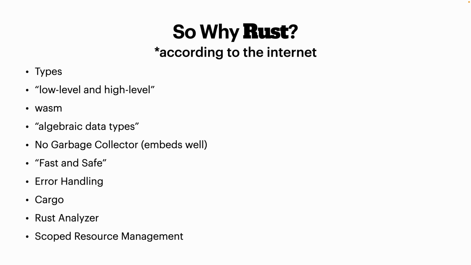Scoped resource management is actually really nice. This is the kind of thing where if you open a file, you also kind of have to remember to close the file. In Rust, this is often handled via the Drop trait. So you can open a file in some function, and at the end of the function, Rust will call drop for you, closing the file.